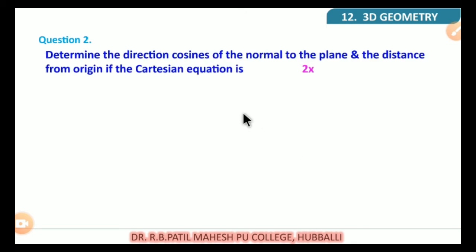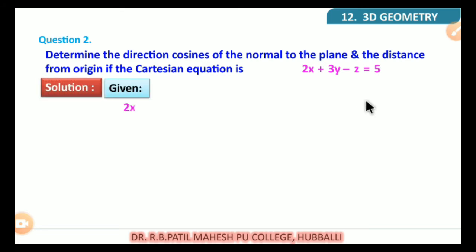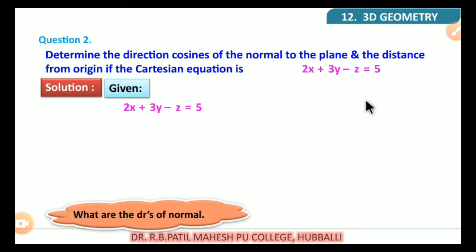Now question number 2. Determine the direction cosines of the normal to the plane and the distance from the origin if the Cartesian equation is 2x plus 3y minus z is equal to 5. So the given equation of the plane is 2x plus 3y minus z is equal to 5. Now we have to find the direction cosines, so first we need to find the direction ratios of the normal.